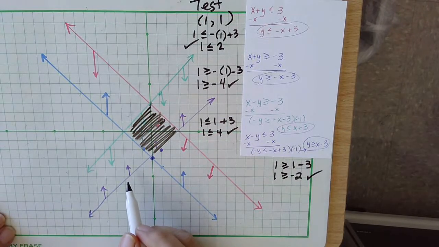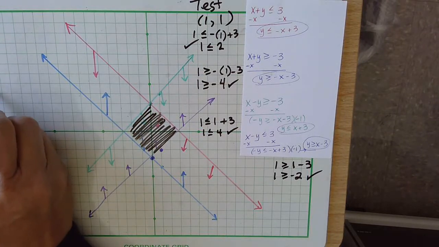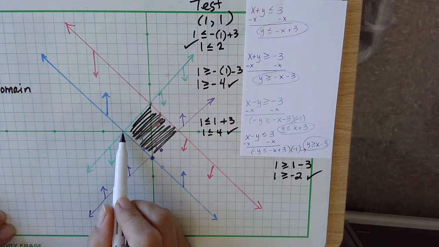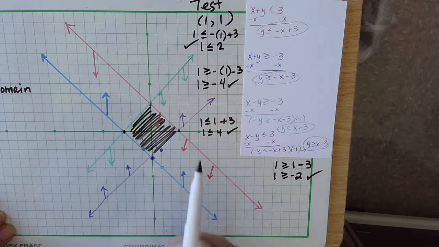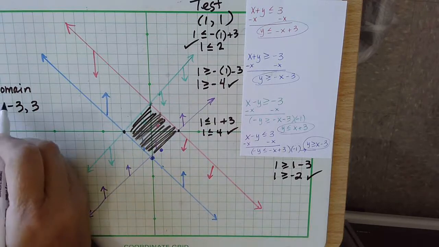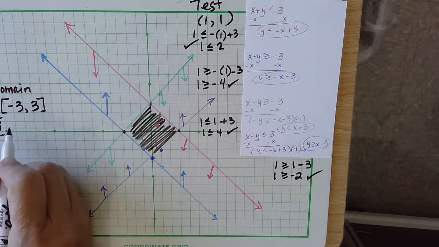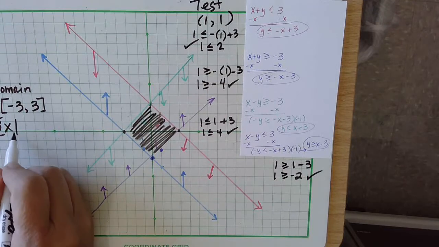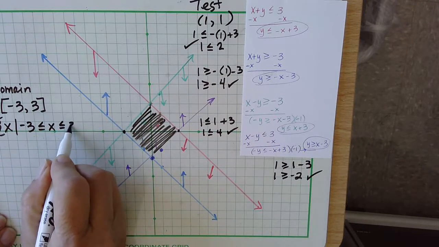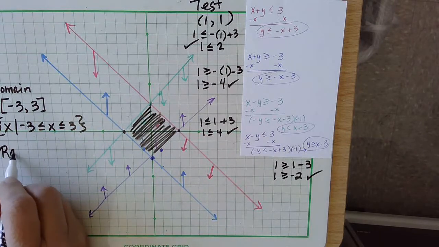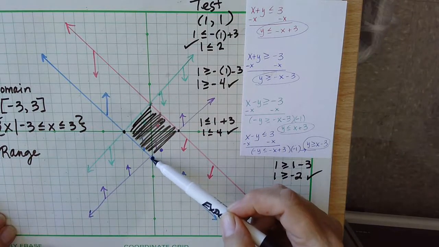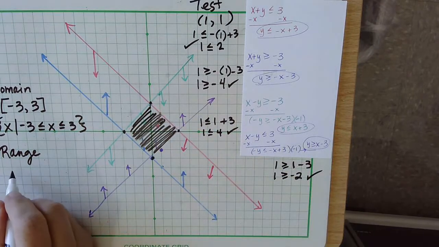I describe the solution by stating the domain and range. My domain is from negative 3 to 3. And since my boundaries are solid lines, I use brackets. If I wrote that in set notation, I would write the set of values x such that negative 3 is less than or equal to x is less than or equal to 3. For my range, I need that also least to greatest. So that goes from negative 3 up to positive 3.